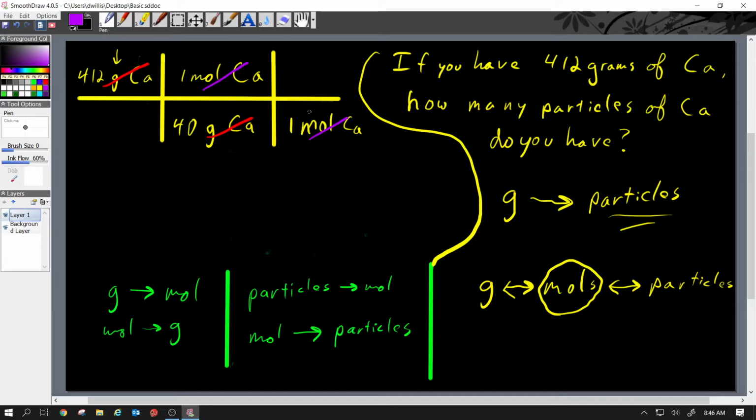Ooh, what is 1 mole of calcium equal to in terms of particles? Hey, what's 1 mole always equal to in particles? 1 mole is always equal to 6.02 times 10 to the 23rd, right? That's how much a mole is. So 1 mole is going to be 6.02 times 10 to the 23rd particles of calcium.